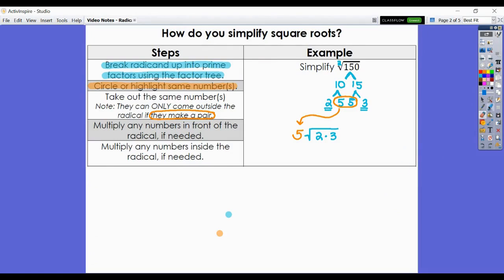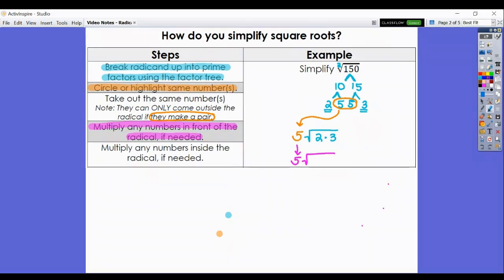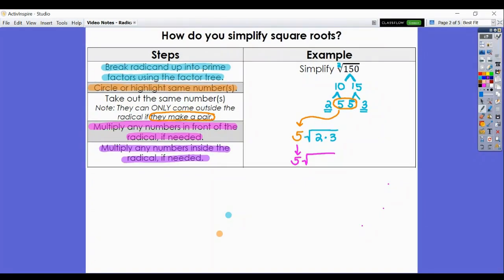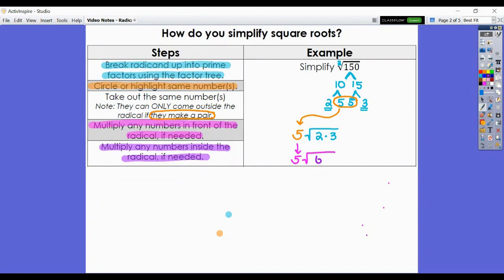Last but not least, I multiply any numbers in front of the radical, because it's just 5 out there. 5 times itself is just 5. And then inside the radical, multiply any numbers inside there. Well, we have a 2 and a 3 left from being unpaired, so they had to stay inside, making it 6. 2 times 3 is 6 here.